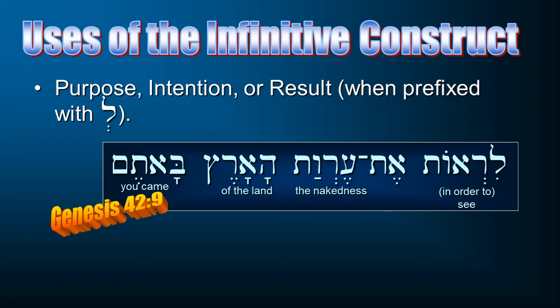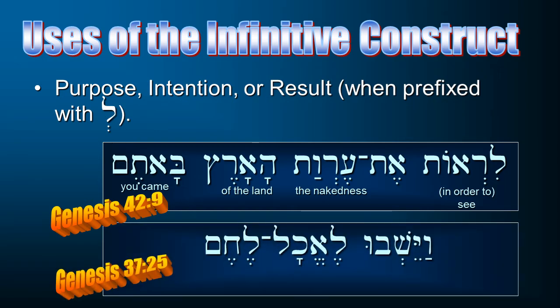Actually, it's the same word that's used in Genesis 2 to describe how the man and the woman were naked. But this is the nakedness of haaretz, of the land. And then notice the rest of the sentence is ba'tem. This is Joseph speaking to his brothers. You guys are spies. You came into the land to see the nakedness of the land. Notice for that purpose, in order to see. And so it's reflecting purpose or intent.